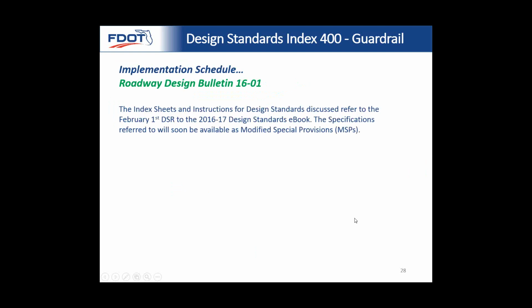So our implementation schedule. I'm going to attempt to move through a lot of these topics pretty quickly. And if you need more information on specifics, you can look into it yourself or send us an email. But essentially, everything we're going to talk about moving forward is considered a DSR to the 2016-17 ebook. The documents are available for use at the option of all the districts concerning FDOT projects for everything let prior to July 1st, 2017. It's optional.